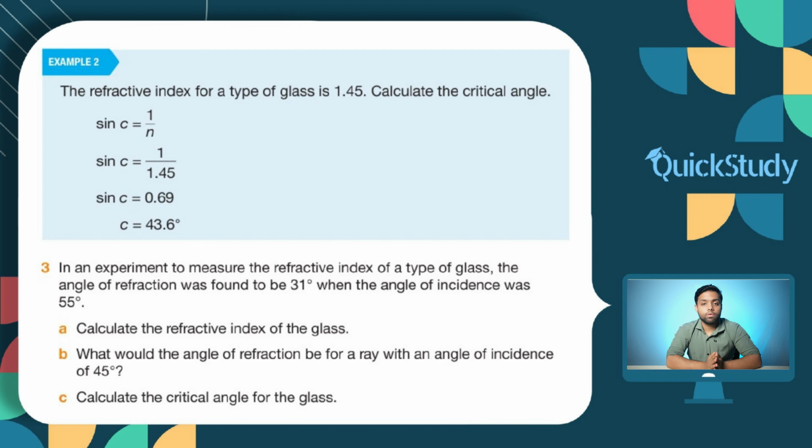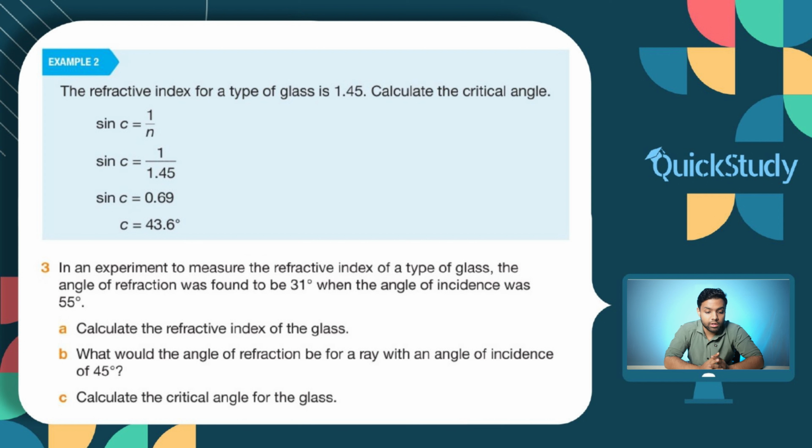There is also a formula with which we can calculate the critical angle, which is sin C is equal to 1 divided by the refractive index. Let's look at an example to understand it better. The refractive index for a type of glass is about 1.45. We have to calculate the critical angle. So sin C is equal to 1 divided by n. So sin C is equal to 1 divided by 1.45. Sin C is equal to 0.69. When we take the inverse sin, the critical angle comes out as 43.6 degrees.